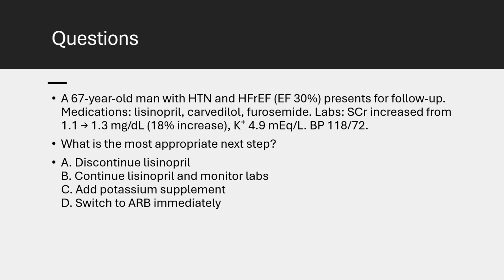So question number 1, a 67-year-old man with hypertension and heart failure with reduced ejection fraction presents for follow-up. The medications include lisinopril, carvedilol, furosemide. His labs include a serum creatinine that was initially 1.1 and rose to 1.3 milligrams per deciliter. His potassium is 4.9 milliequivalents and his blood pressure is 118/72. What is the most appropriate next step?